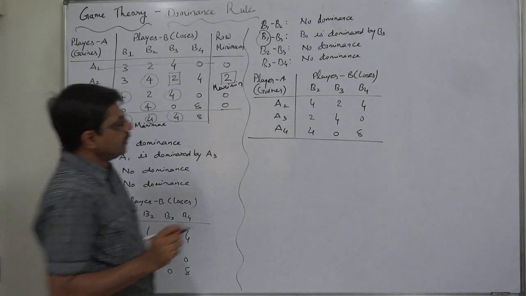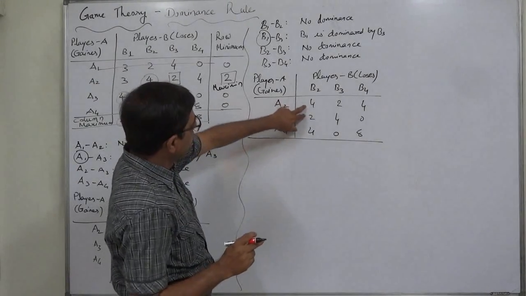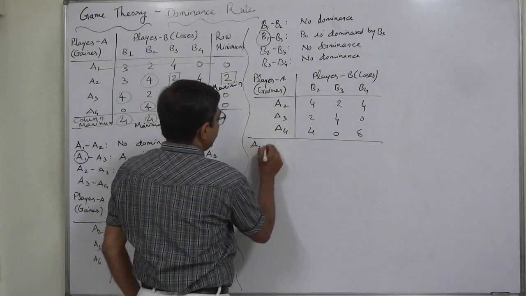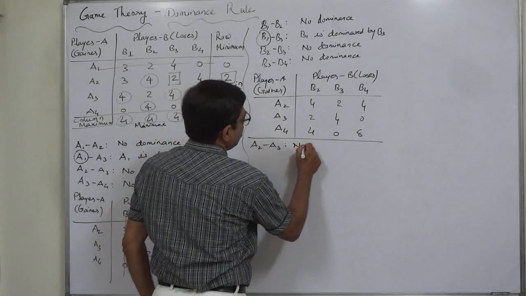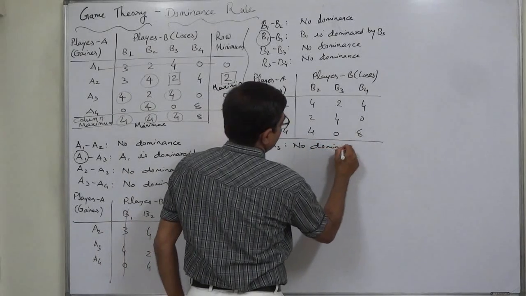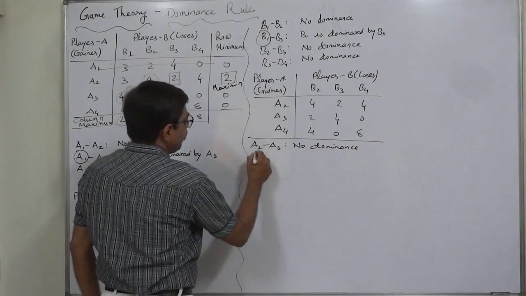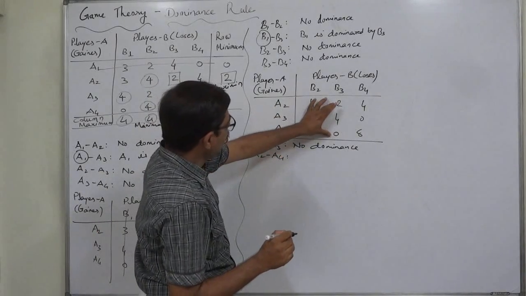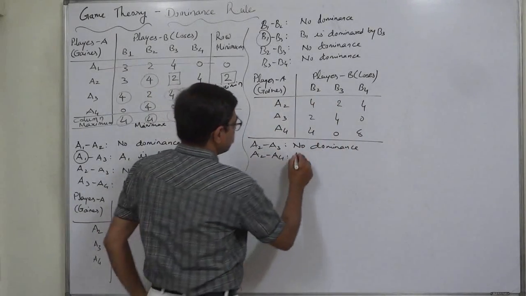Again, what happens? A2 dominates, A3 dominates, so A2 and A3 have no dominance. A2 and A4, equal, A2 dominates, A4 dominates, so no dominance.